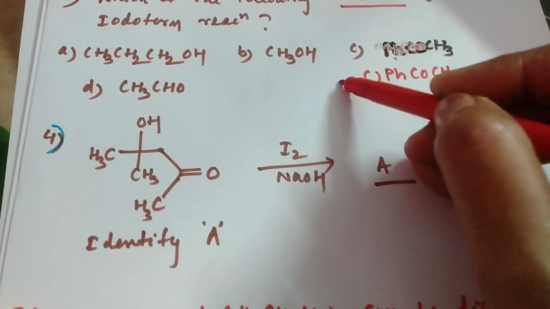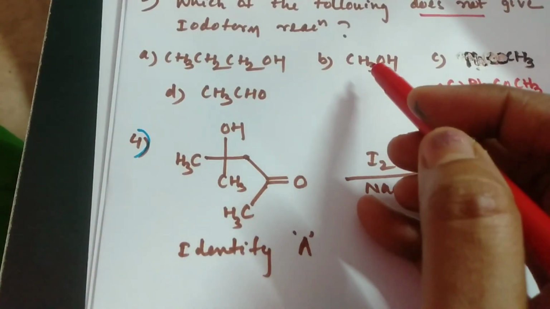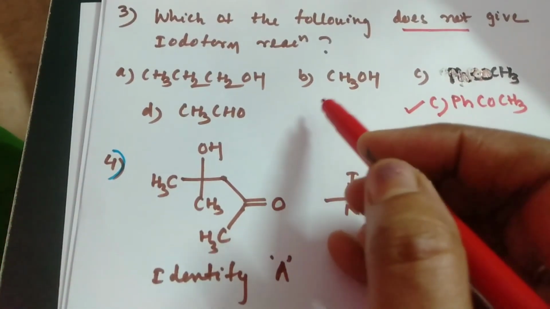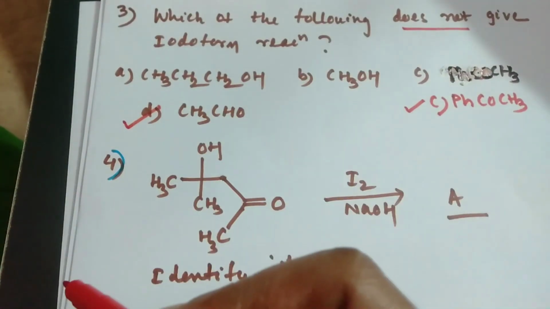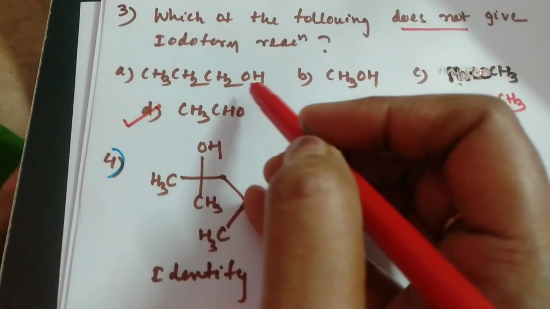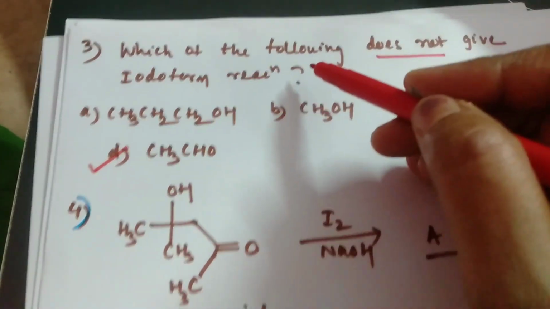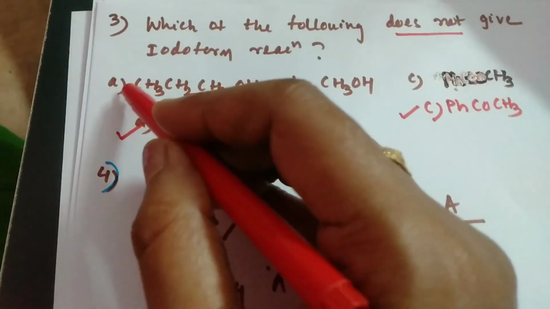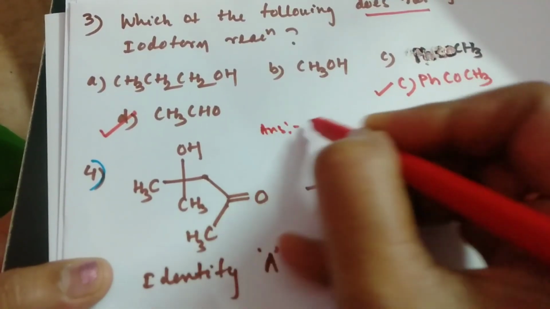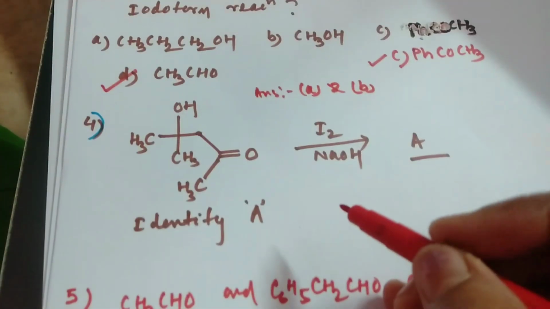And here, methyl alcohol is there, methyl alcohol will not give the iodoform reaction, we know that. Acetaldehyde will also give the iodoform reaction, and here propyl alcohol will also not give the iodoform reaction. So does not give iodoform reaction means two options are there, one is A and another is B. So the answer for this is option A as well as option B. Two correct answers are there.